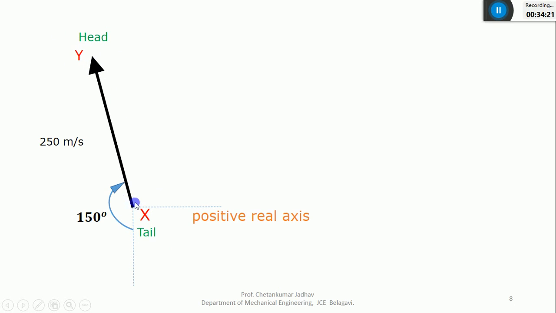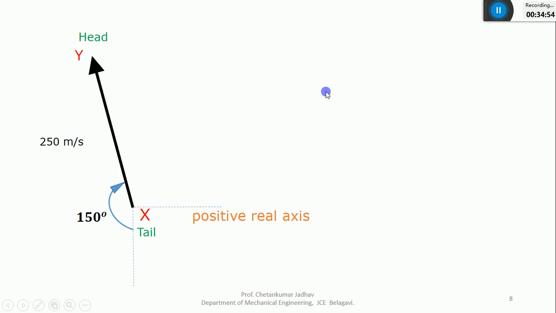And its magnitude is given as 250 meter per second. And this is a positive real axis. But in this problem, they have given the angle, this 150 degree, with respect to the negative imaginary axis. So this is the positive real axis, negative real axis. Above is the positive imaginary axis, negative imaginary axis. So they are given the angle, that is 150 degree, with respect to the negative imaginary axis.